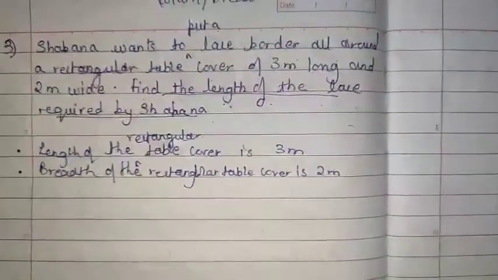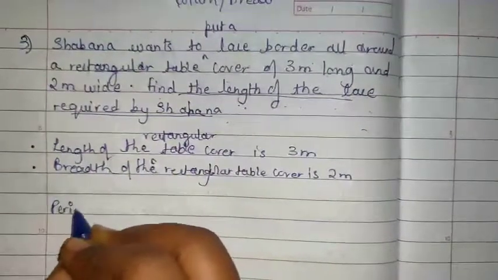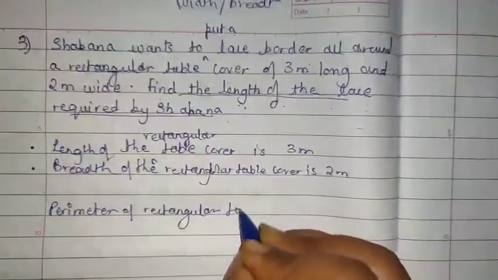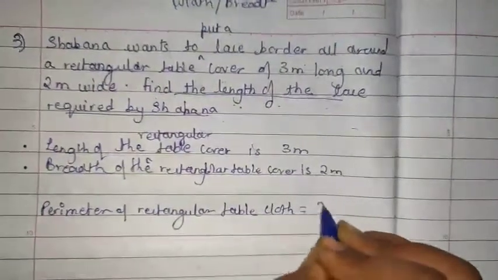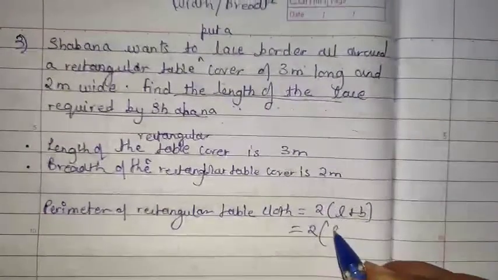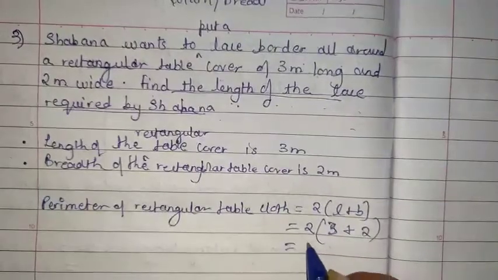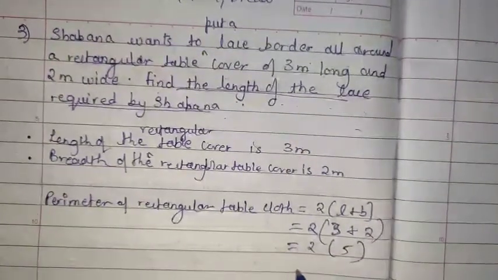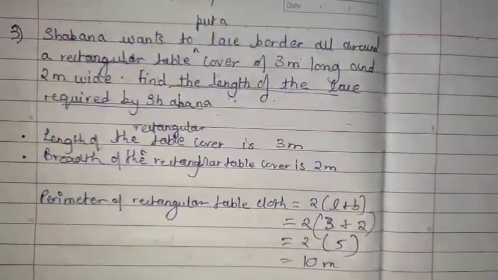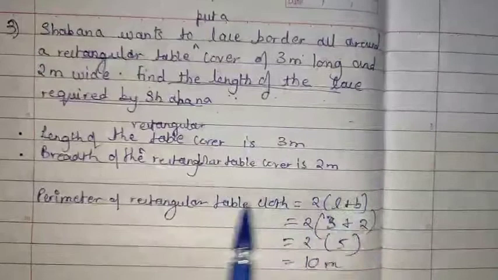So what is the formula to find the perimeter of the rectangle? Yes, it's twice length plus breadth. So let's write perimeter of rectangular table cloth is equal to twice length plus breadth. So now let's substitute the values. What is the length given? 3. What is the breadth? 2. So after adding the length and breadth in the bracket, we get 5 meters, and after multiplying 5 with 2, we get 10 meters. So the total length of the lace required by Shabana to put around the tablecloth is 10 meters.